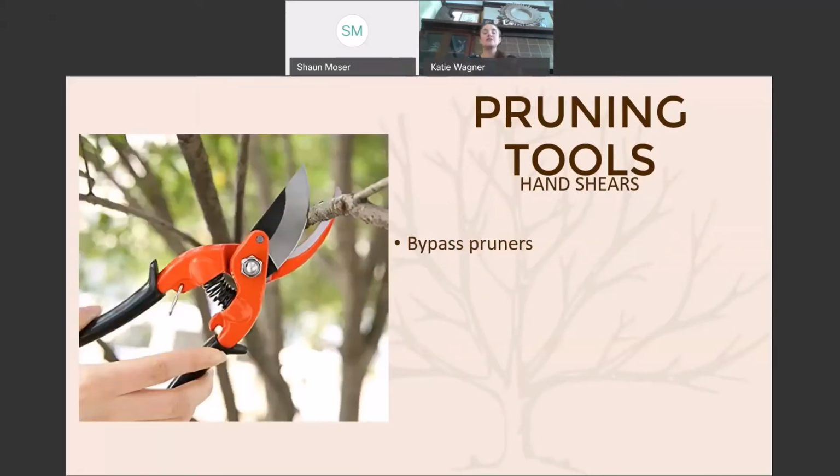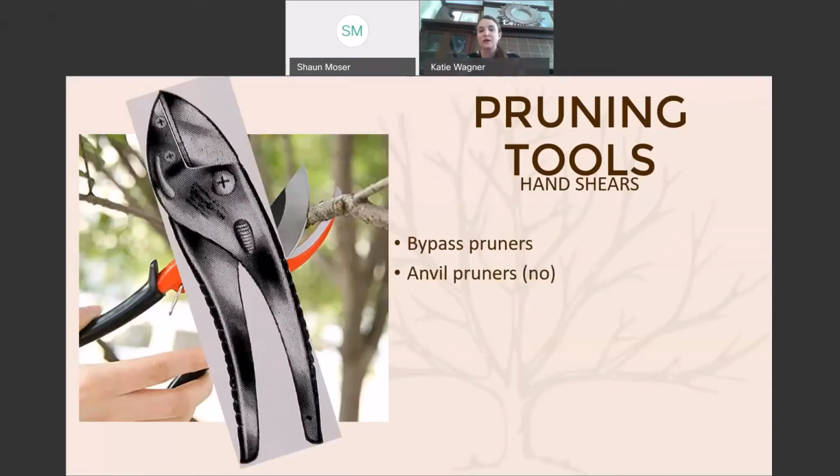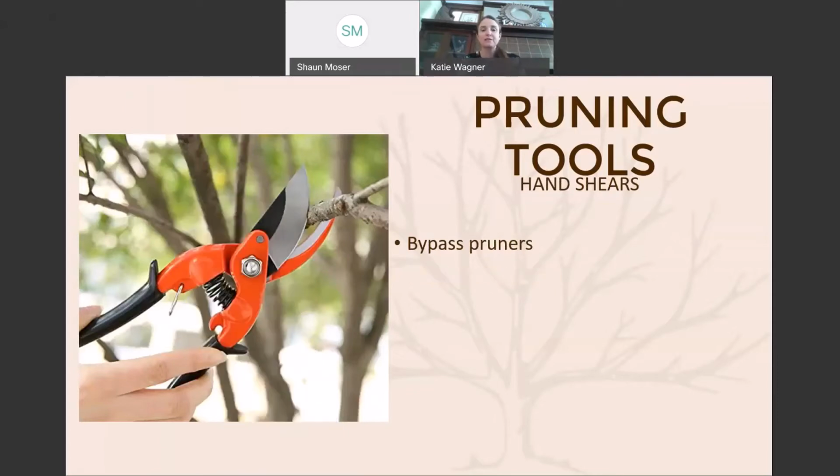Okay, I'm going to just absolutely breeze through this because we talked about this last time, but some pruning tools, bypass pruners. We do recommend bypass pruners as opposed to these anvil pruners. Bypass pruners have the two blades. They're going to make a nice cleaner cut. You want to keep them sharp. You want to keep them clean.